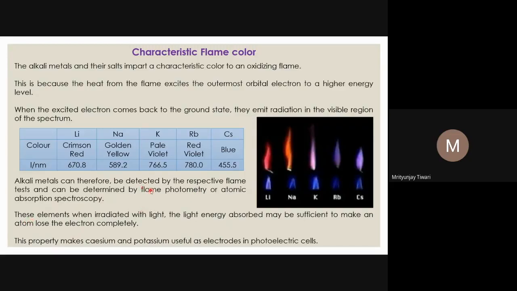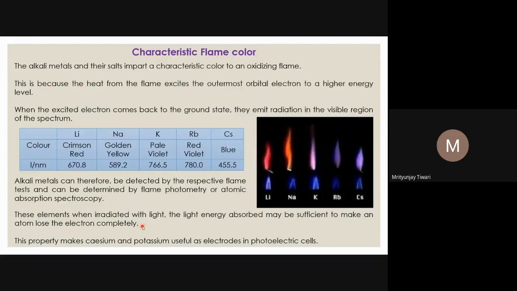So using flame, if you see certain effect of the light, that is what is called flame photometry. These elements, the alkali metals, when irradiated with light, the light energy absorbed may be sufficient to make an atom lose the electron completely. And sometimes this is what we read in the photoelectric effect.